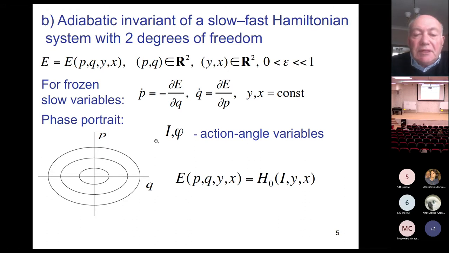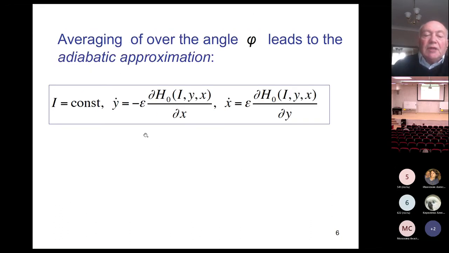And it turns out that the recipe for explaining the motion of slow variables is very simple. We should take our Hamiltonian, express it via action and slow variables, and this is the Hamiltonian for motion of slow variables. This is called the adiabatic approximation. In this approximation, action is constant, it's invariant, and for slow variables we have a Hamiltonian system with 1 degree of freedom. So we can completely study dynamics in this approximation.